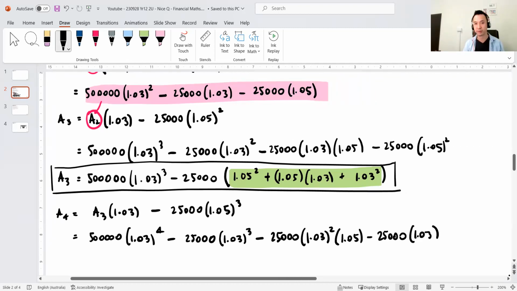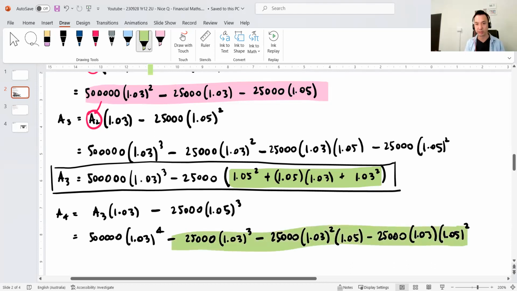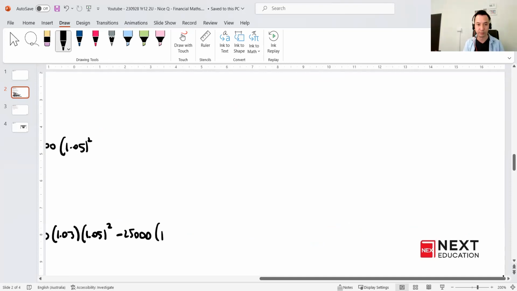1.03. Multiplying by that, so it'll be 1.05 squared. They're the 3 green terms. Just to be clear, they're the 3 green terms here expanded with the 1.03, and then minus 25,000. One more, 1.05 cubed. All right, let's see what we have.